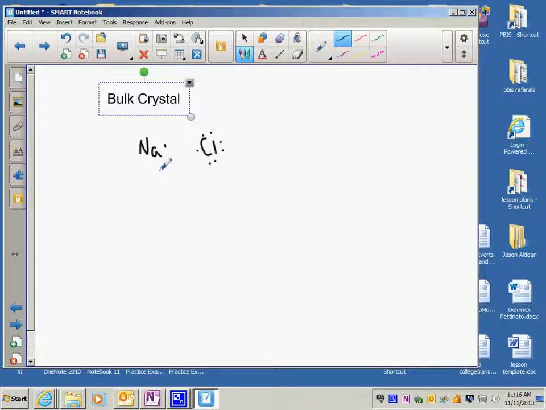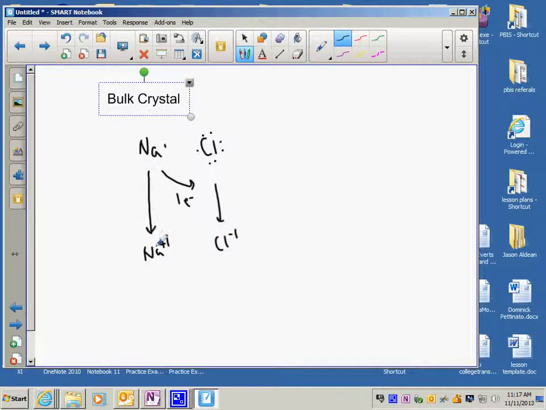This guy here is going to be giving this guy an electron, and electrons being transferred, of course, is a property of ionic compounds. Electrons not being shared, they're being transferred. This guy therefore results in Na+1, and this guy results in Cl-1.